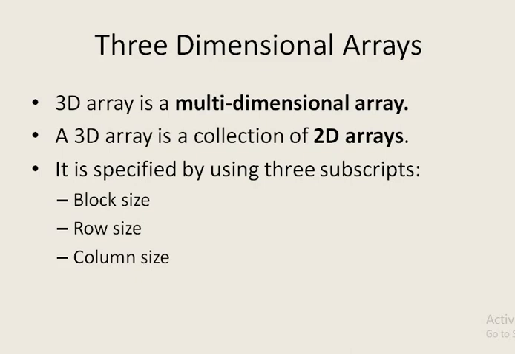So here, if we compare it with the two-dimensional array, the two-dimensional array had two subscripts, that is row size and column size. In case of a three-dimensional array, there will be an additional subscript that represents the block size or number of blocks in the array.